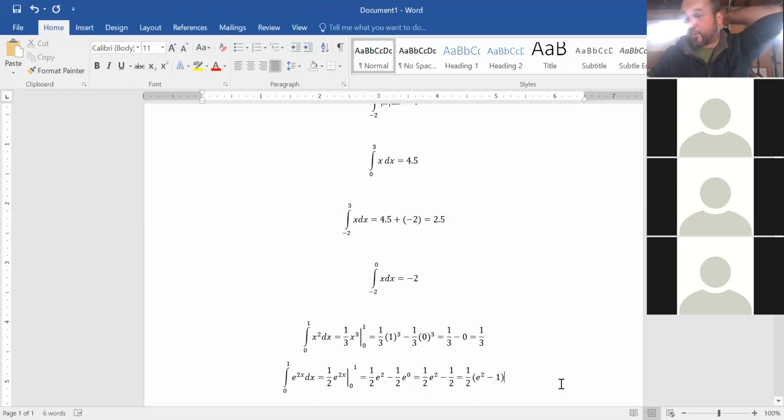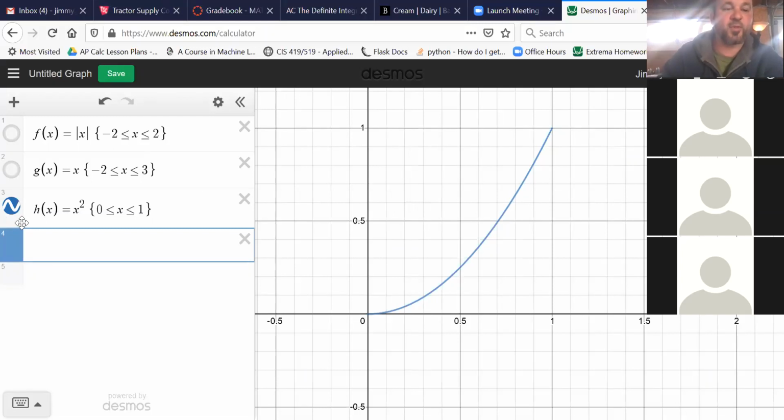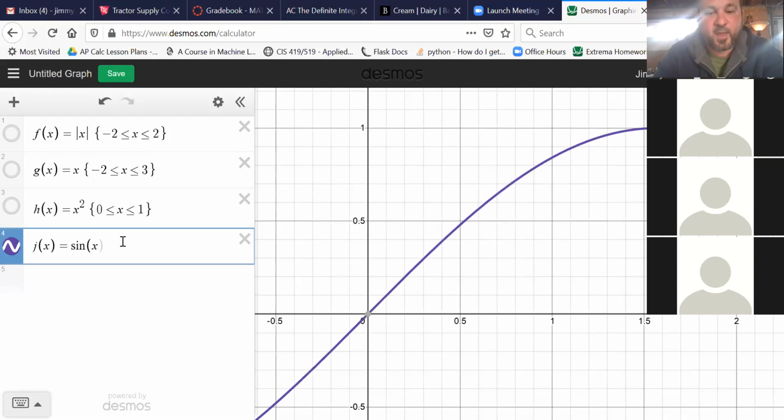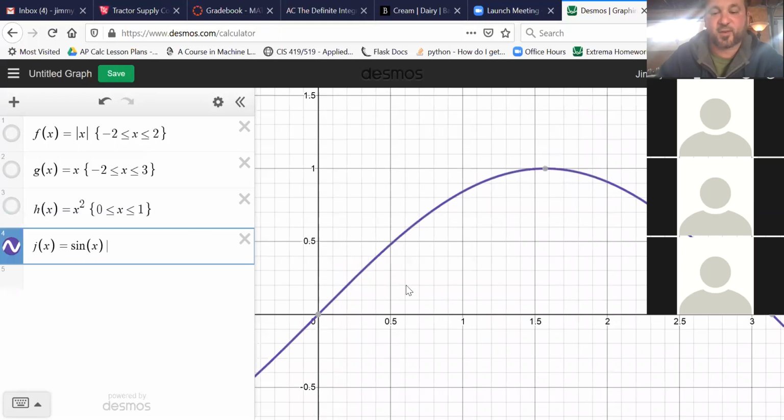Let's try this for a trig problem. Let's set one up where we know the answer ahead of time. Let's do this. This will hopefully help with the signed area piece, which is something of a concern of mine that you guys understand. So let's just consider sine of x real quick, and only consider it from 0 to 2 pi.